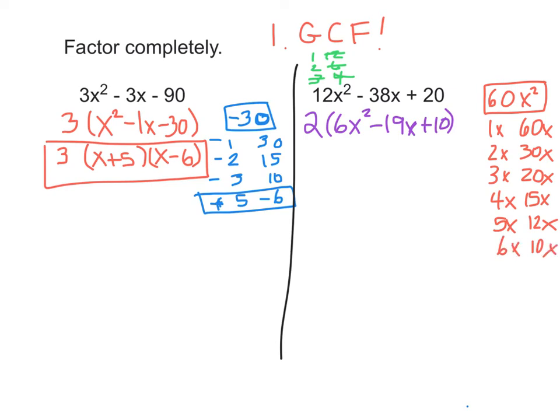Now we need to look for which factor pair adds up to negative 19x. Again, here's 19x, right? 4 and 15, it adds up to 19. We're going to need both of those to be negative in order to get negative 19 for our b value. They still multiplied to give us positive 60x squared.